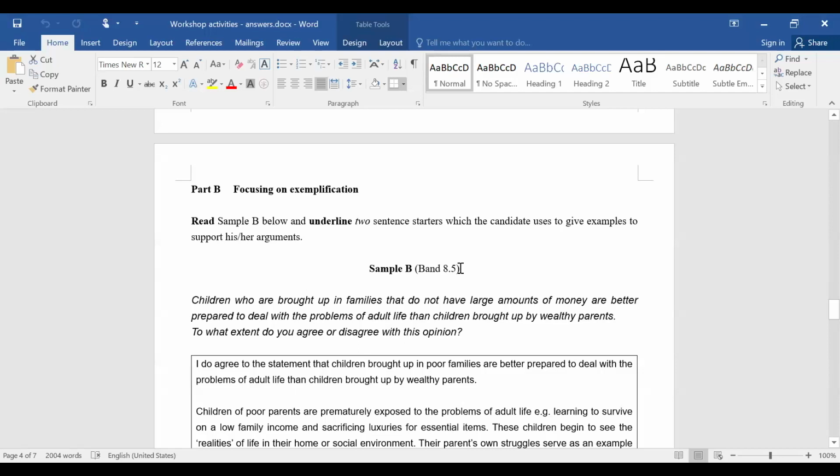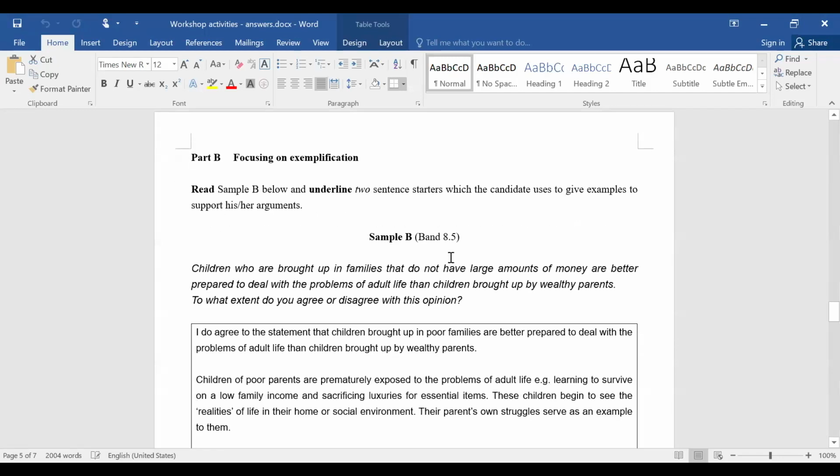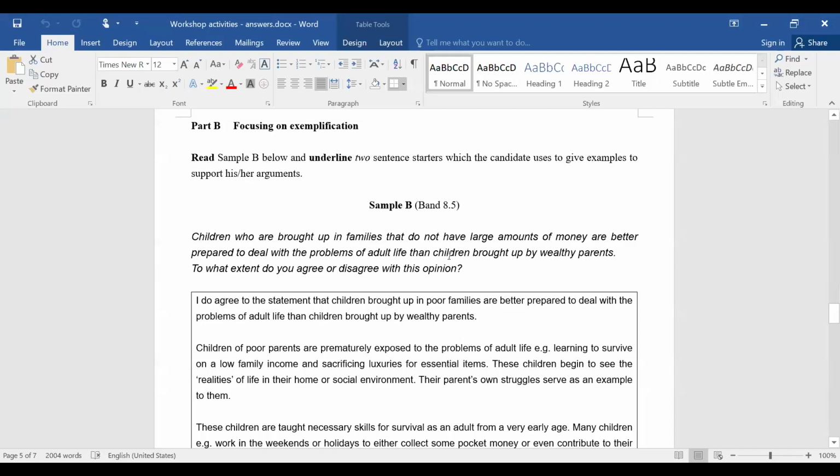So let's just move on to part B very quickly. This time you are shown another sample. This time the sample is even better. It got an 8.5 in the IELTS writing exam. So this should be a good piece of writing in the eyes of the examiners.